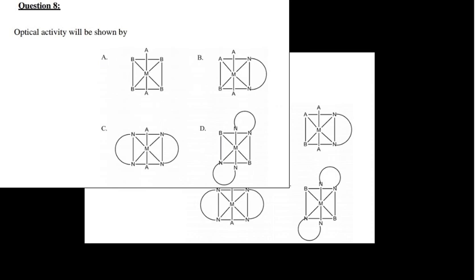So for example, if I put a plane from somewhere here, say I'm putting the plane here. If you put the plane here, this is the plane of symmetry. Why?